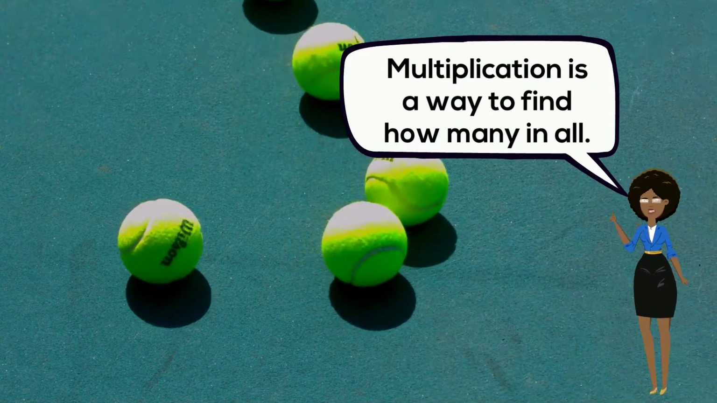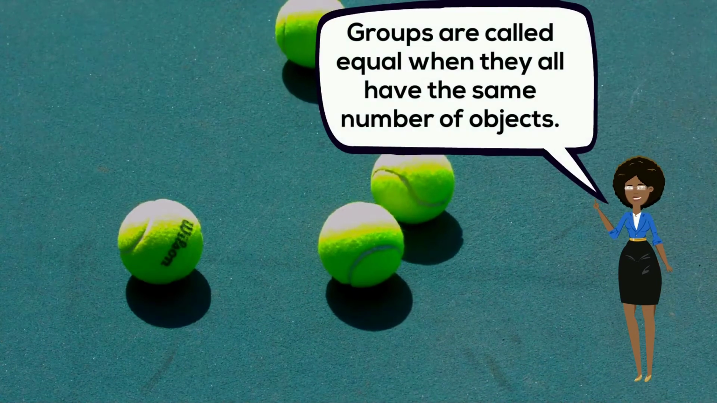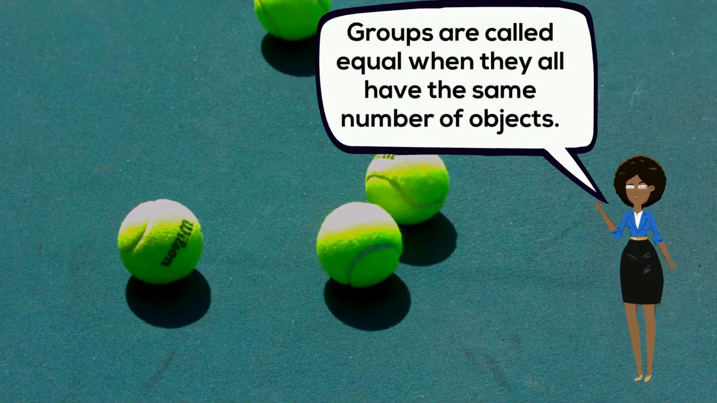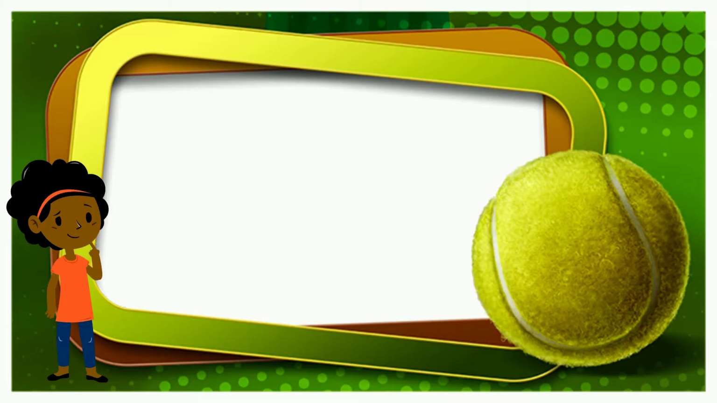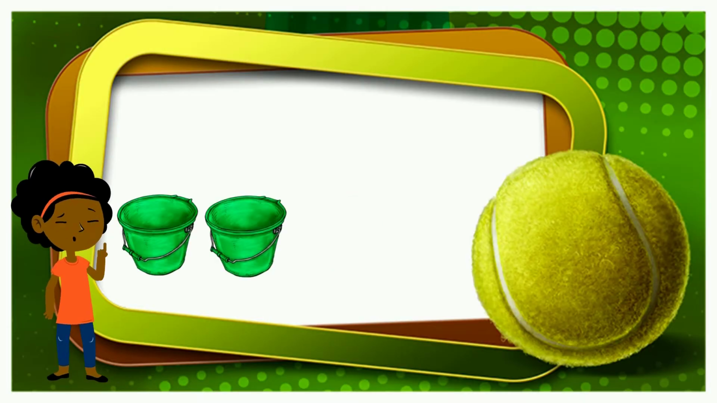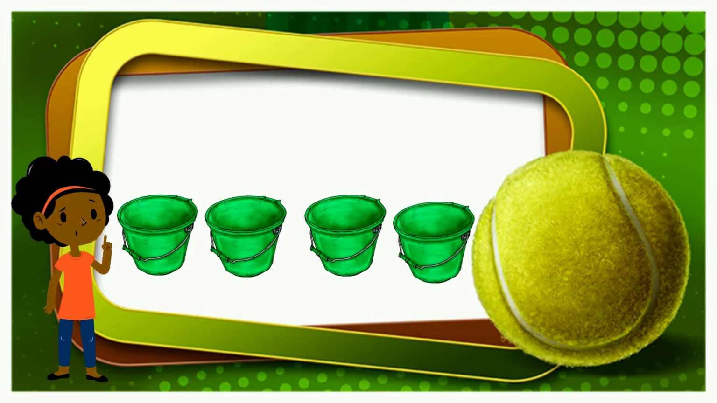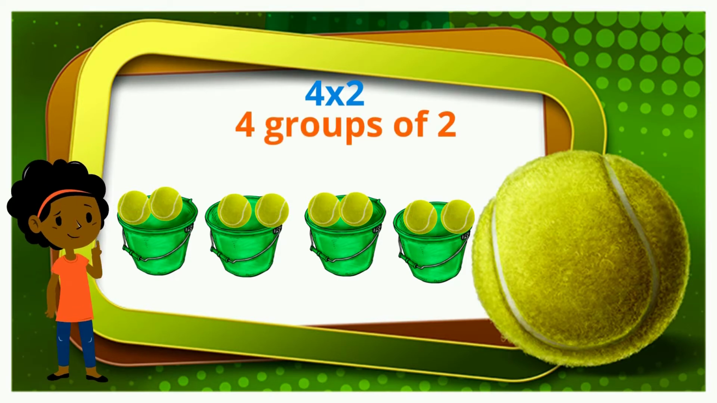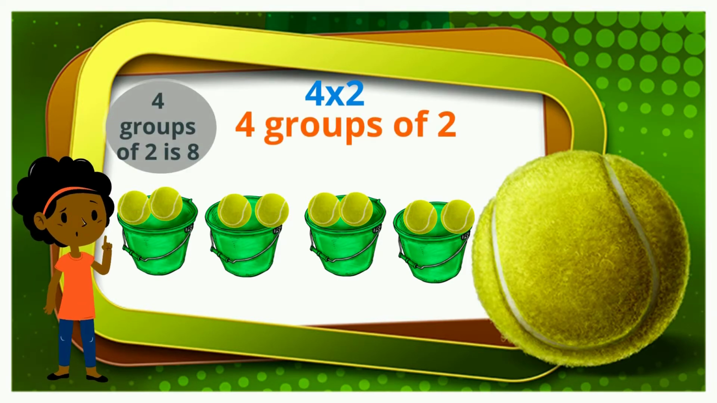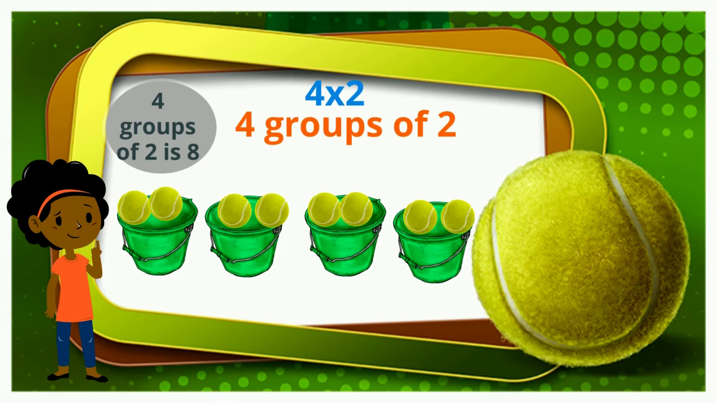When you have equal groups of objects, you multiply to find the total. Groups are called equal groups when they have all the same number of objects. There are 4 groups. There are 2 tennis balls in each group. You can write this as 4 times 2. Think of 4 times 2 as 4 groups of 2. 4 groups of 2 is 8. 4 groups of 2 is 8 tennis balls in all.